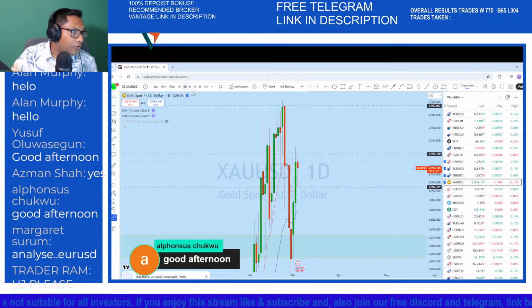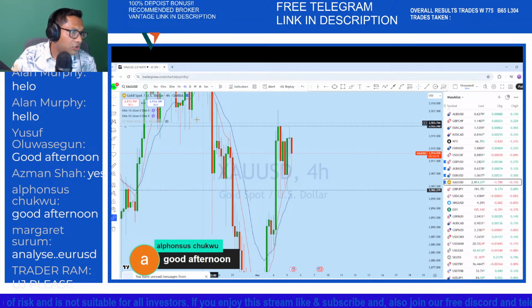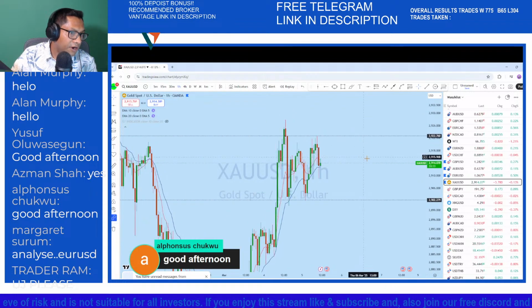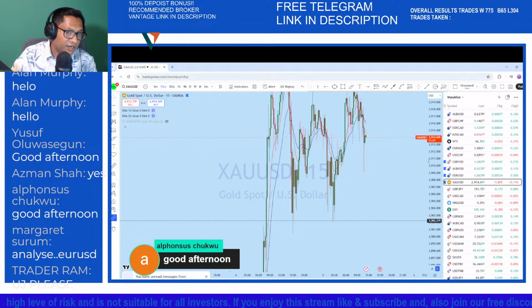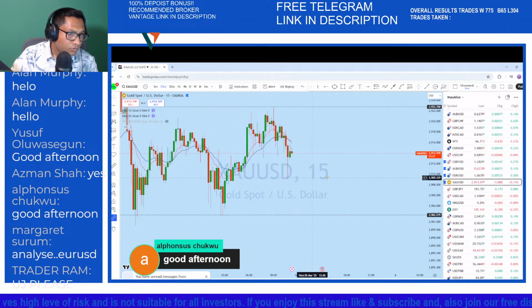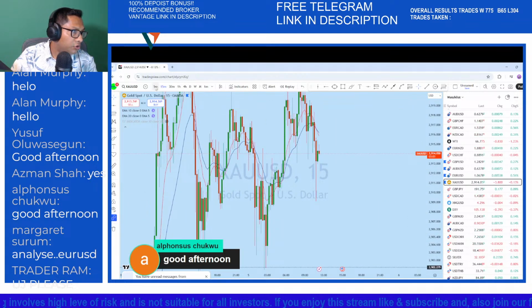If we look at the 4 hour here, we can see there is a 4 hour bounce. The market is coming for a pullback and we expect it to potentially revert back again. Look at the 15 minutes here, where the market is also showing a potential trading opportunity.